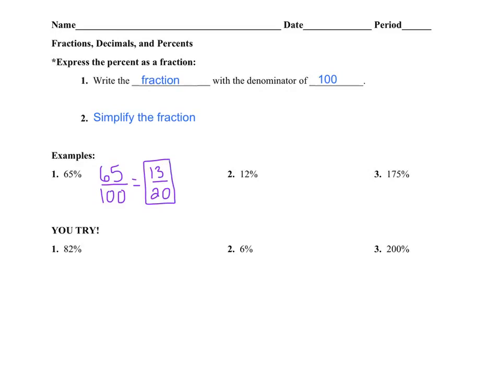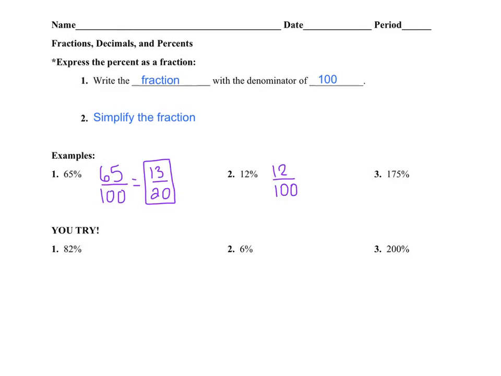Let's look at example 2. We have 12%. So we're going to put 12 as our numerator over 100 as our denominator. Now you want to ask yourself, can this be simplified? Yes, it can, because they're both even numbers. So we know that 2 goes into both 12 and 100.